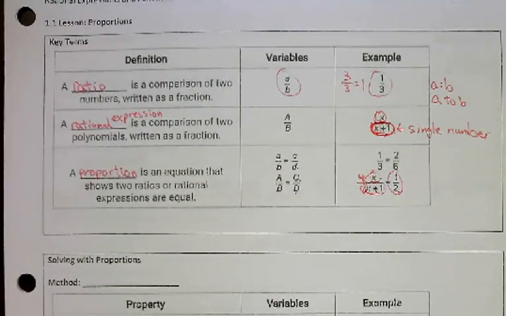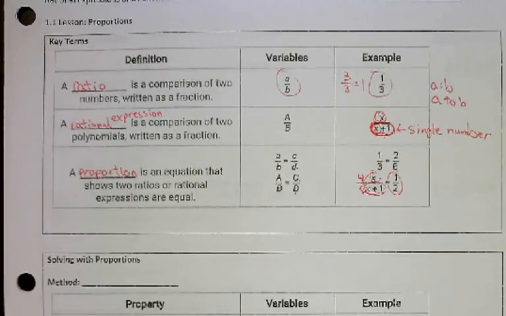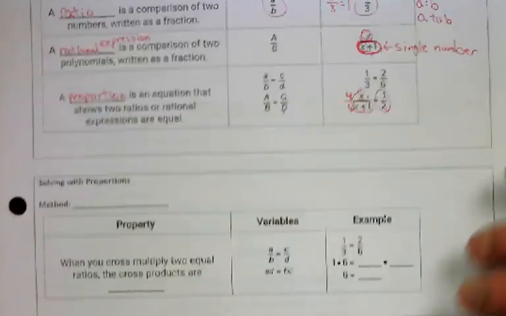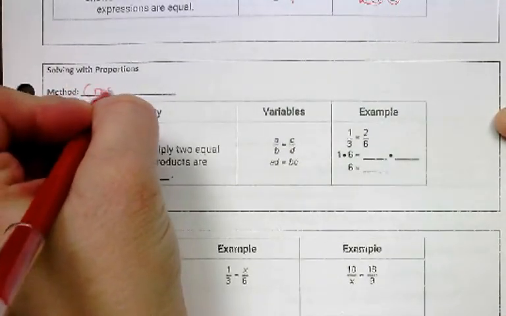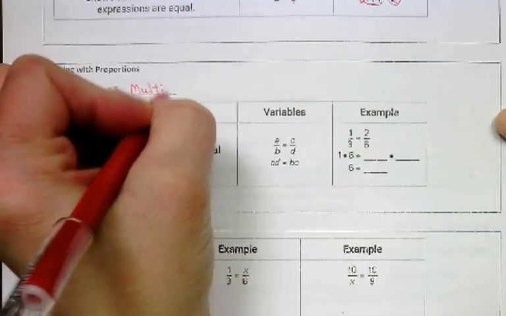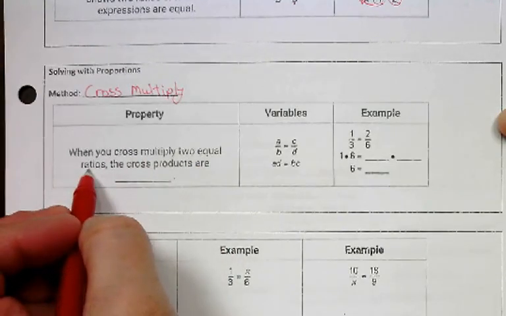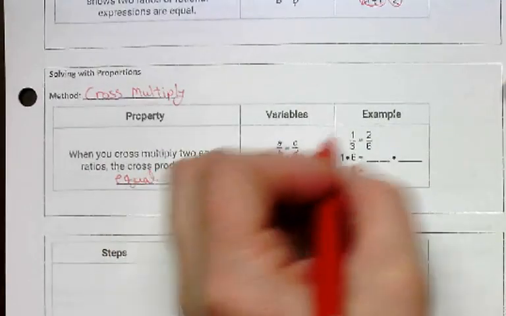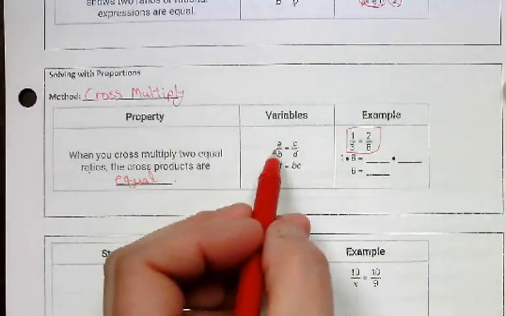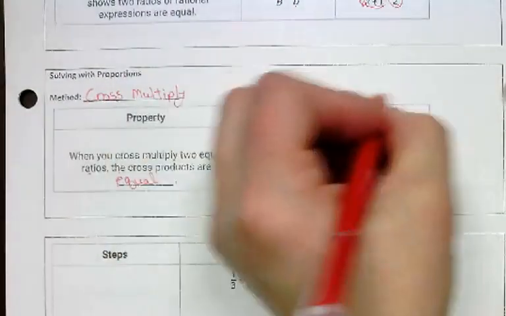We are going to do that here shortly, but we are going to do it later using more complicated rational expressions. Our method for solving proportions is actually to cross multiply, and I'm going to show you why we cross multiply, because there is a reason for it. When you cross multiply two equal ratios, the cross products are equal. So let's look at this problem right here. It's showing us that this times this equals this times this. But let's see why. I'm just going to write it up here.